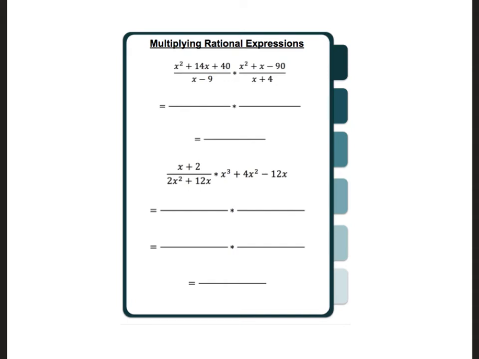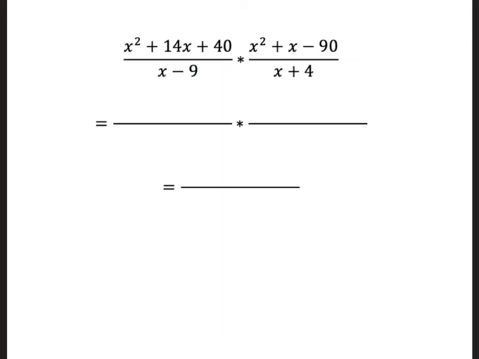Hello, this is our second video about multiplying rational expressions. For these ones, we're going to do a little bit more factoring. So for my first one, we have x squared plus 14x plus 40 divided by x minus 9, times x squared plus x minus 90 divided by x plus 4. Again, remember when we're factoring, we're going to look for either using the x method or factoring out a GCF.